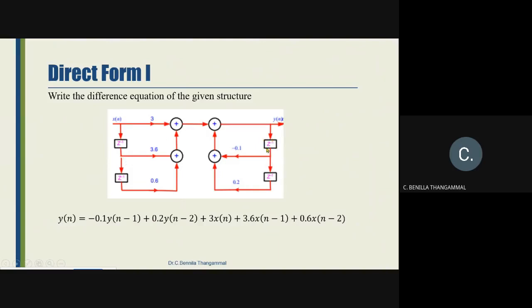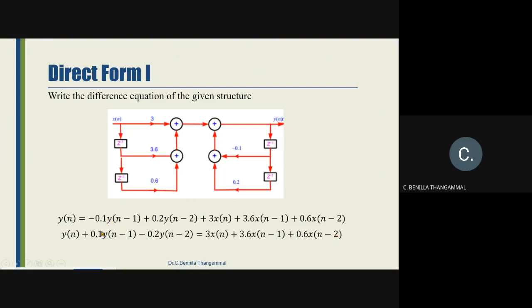While writing this one, it's n minus 1. While writing this one, it's n minus 2. So we'll be getting the equation. Sometimes the output is equal to the equation, and sometimes if they have output on one side and input on another side, you can write it out.